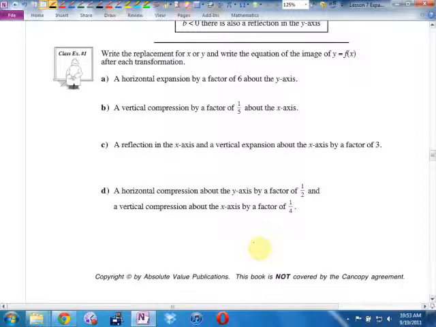Horizontal expansion by a factor of 6. Horizontal. Going to replace x with... If I want to expand it by a factor of 6, what am I going to replace x with? 1/6 x. So it would look like this. y equals f of x over 6, or 1/6 x. They're interchangeable.